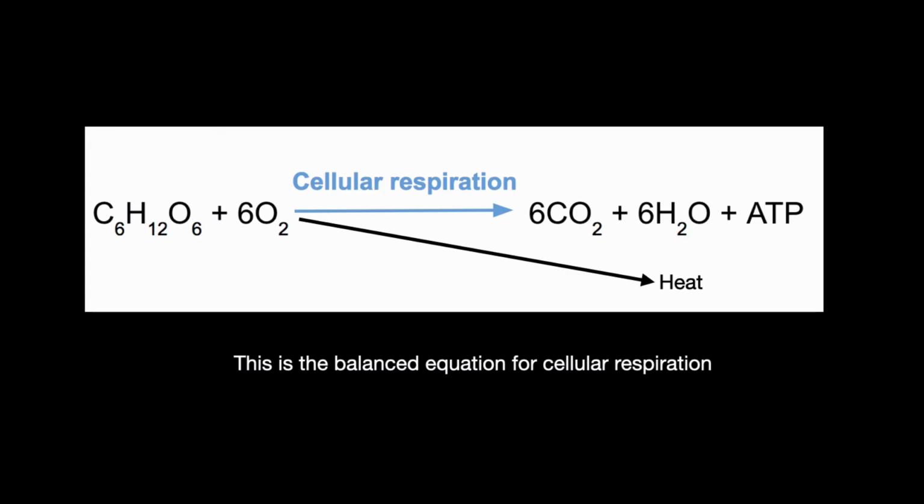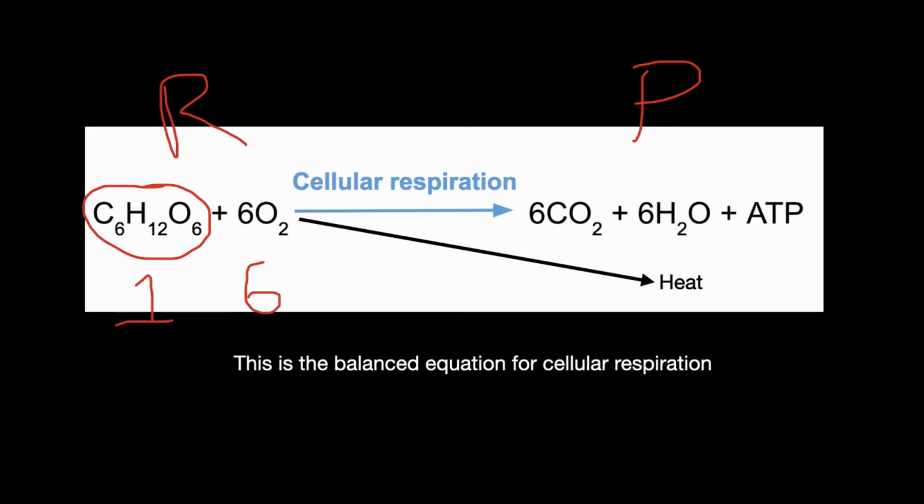Now this is the chemical reaction for cellular respiration, and it's balanced. You'll see here we have our reactants, as always, on the left, and our products on the right. One glucose molecule and 6 oxygen molecules are needed to make some ATP, 6 water molecules, and 6 carbon dioxide molecules. I added in heat here just to be complete, because anytime that you break down a food molecule, you're going to generate a little bit of heat too.